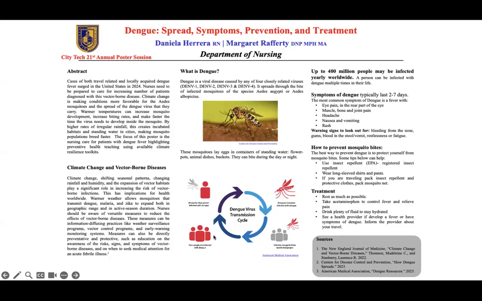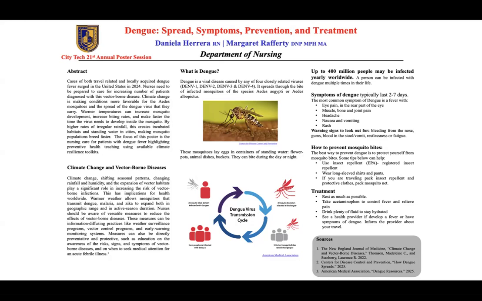Up to 4 million people may be infected worldwide with dengue every year. Symptoms of dengue: fever, nausea, vomiting, rash, insomnia, redness of the eye and throat, headache, pain of the bones and joints. Warning signs to look out for: bleeding from the nose, gums, blood in the stool and vomit, restlessness or fatigue.